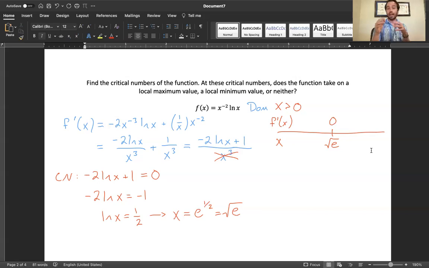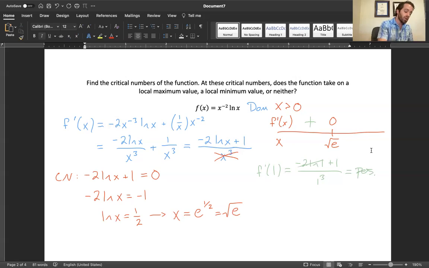We can put in 1 for x as a left-hand test point. So f prime of 1, let me do that down here. F prime of 1 is -2 ln 1 plus 1 over 1 cubed. ln of 1 is 0, so this is 0 plus 1 over 1 cubed. So this is a positive number. Remember, I don't really care what specific number. I just want to know if it's positive or negative.